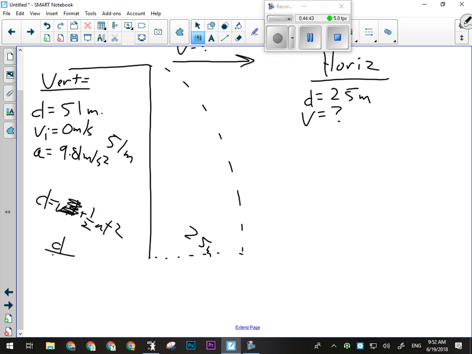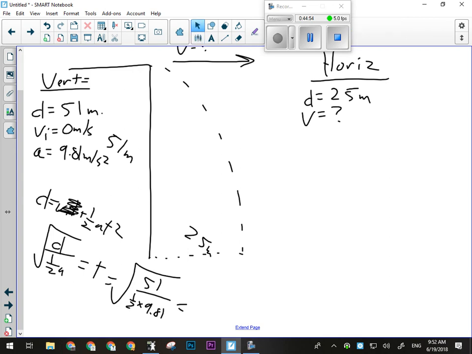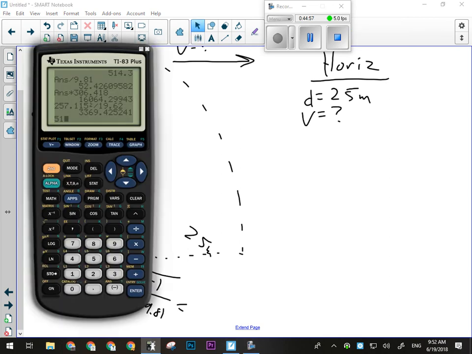So D divided by 1/2 of A, square rooted, will get me T. So square root of 51 divided by 1/2 times 9.81. Okay, so we've got that. We got to square root that. Okay, so our time is 3.22 seconds. Now that we have that, okay, we're looking for V. So we're going to go 25, the distance, divided by the time, 3.22. Right? This thing drove off the cliff at 7.8 meters per second.